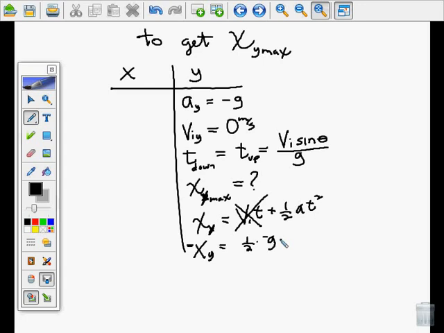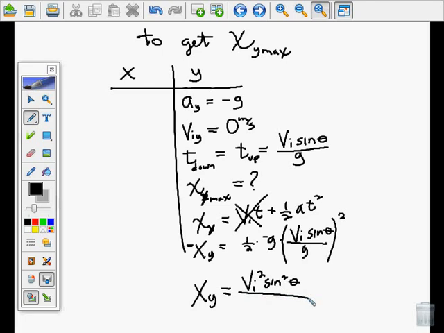times t squared, which is v_i sine theta over g. This whole thing gets squared, and it's easy to simplify that up. x_y ends up equaling, what is that going to be? v_i squared sine squared theta all over what? 2g. If you clean that up.